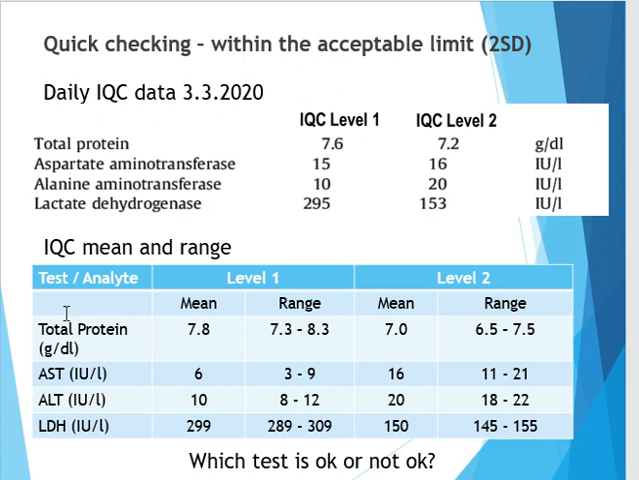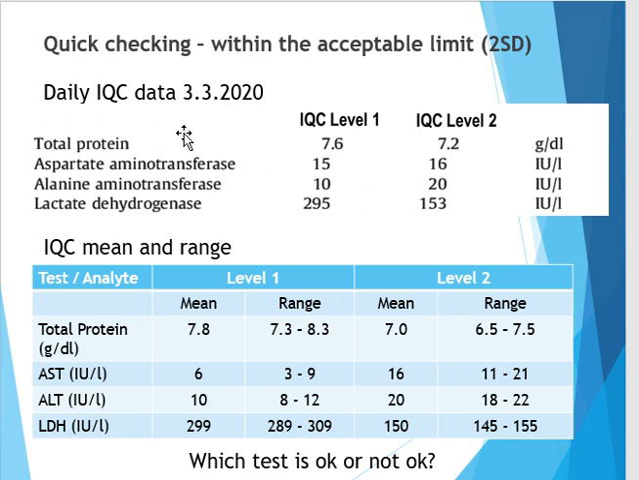Okay, this is an example of how we do the quick checking. This is the daily QC data on the 3rd of March 2020. We ran QC for the tests total protein, AST, ALT, and LDH. And the QC data is level 1 and level 2. And these are the data. So what we need to do is compare this QC data with each mean and range. So we do the comparing.